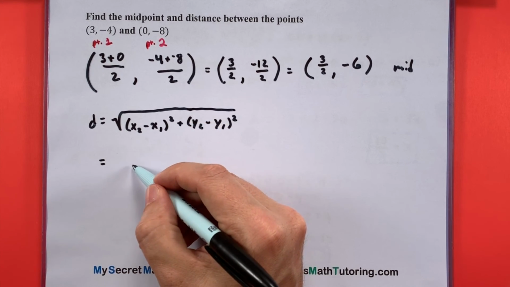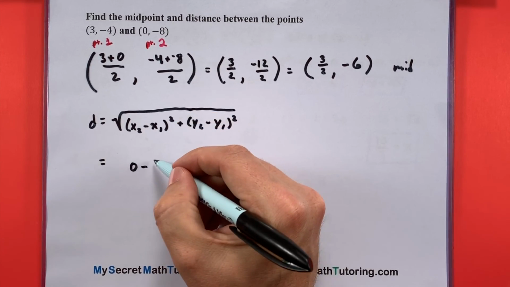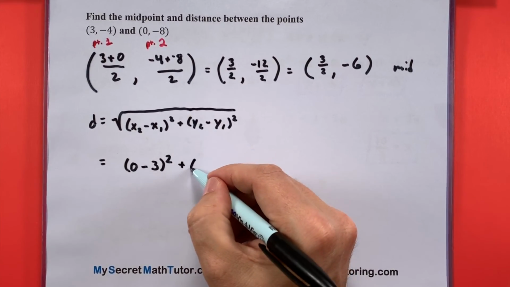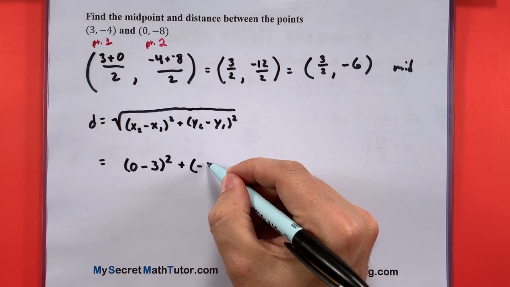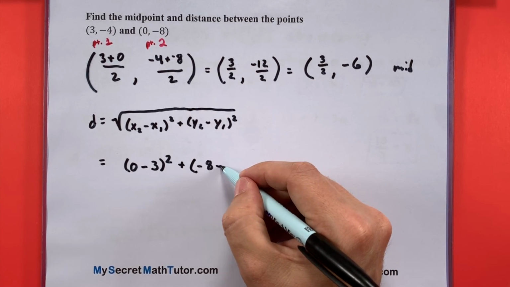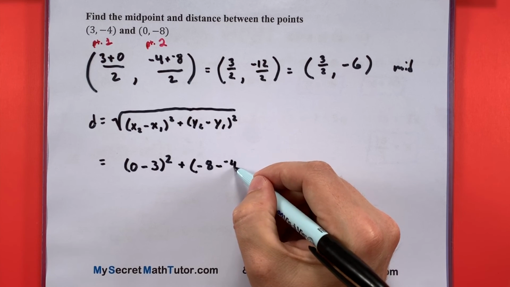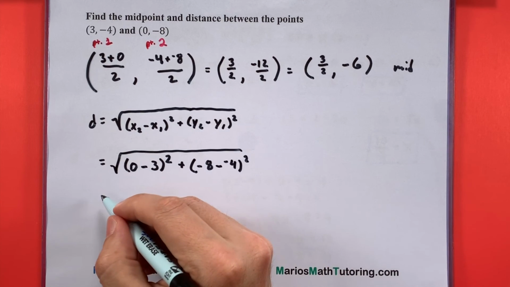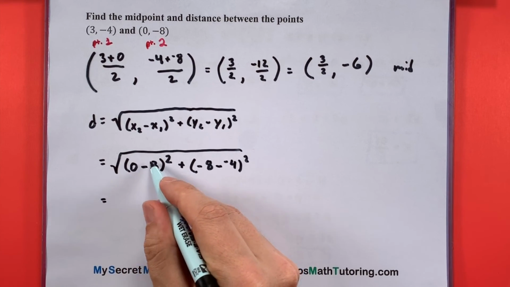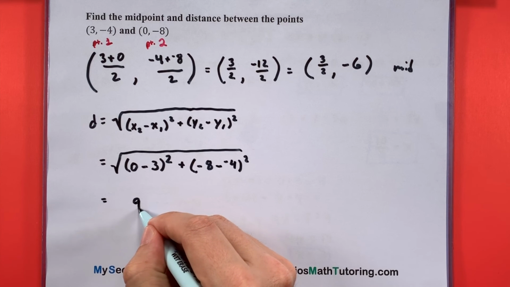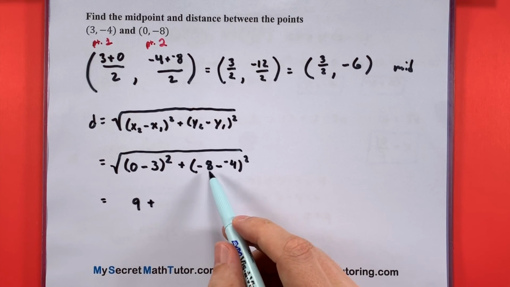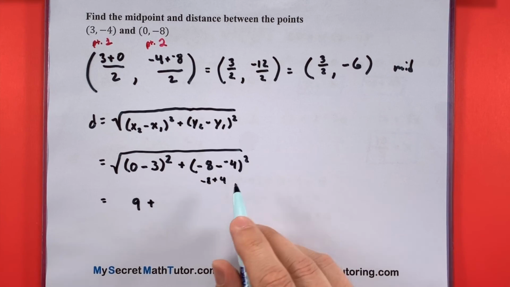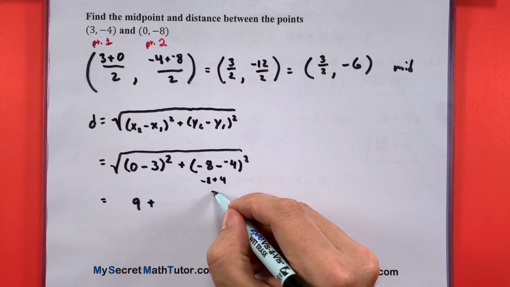We'll take the second x value, 0, minus the first x value, 3. We'll take their difference and we'll square it. For the y's, we'll take the second y value, negative 8, and subtract the first y value, a negative 4. We'll square that. And then we'll take the square root. So let's see, on the inside here, I'm taking a negative 3 squared, so there's a 9. Negative 8 minus a minus 4 is the same as negative 8 plus 4, so negative 8 plus 4. And that's the same as negative 4.